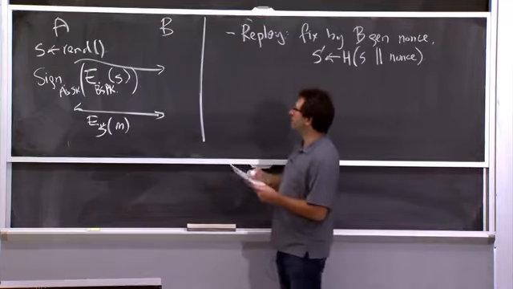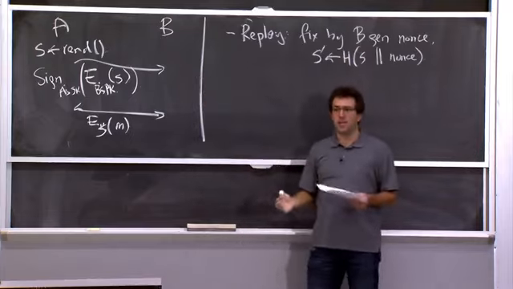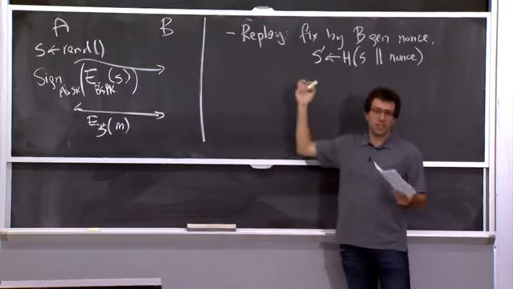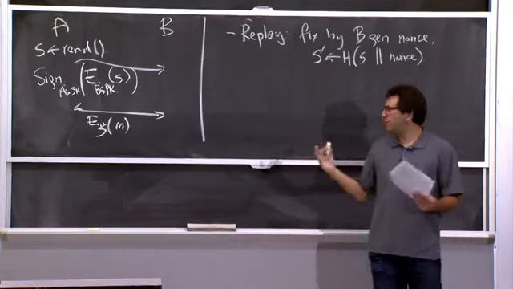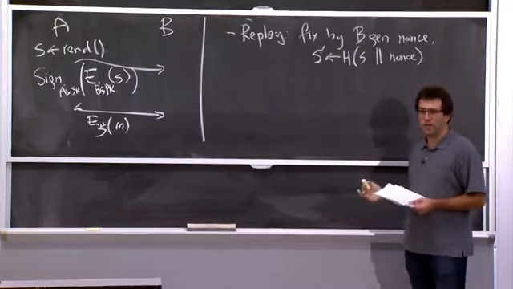So maybe B could send the nonce back to A, encrypted under A's public key, and then only A would be able to decrypt the nonce and generate the final session key S prime. So there's a couple of tricks you can do. And this is roughly how client certificates work in web browsers today.